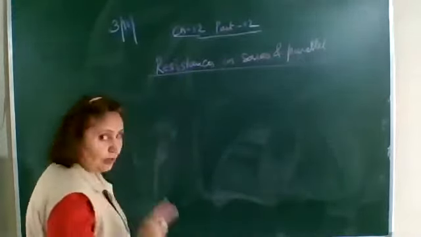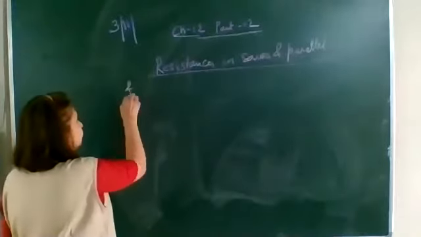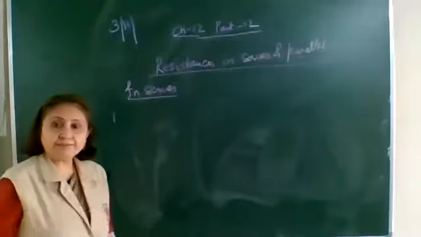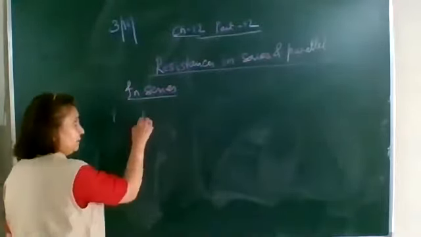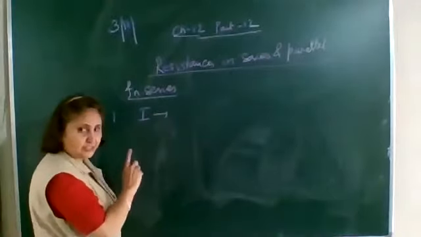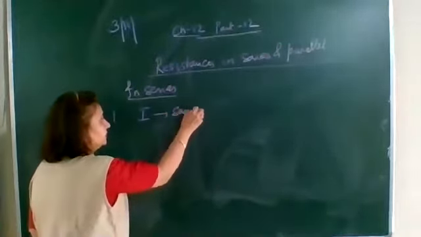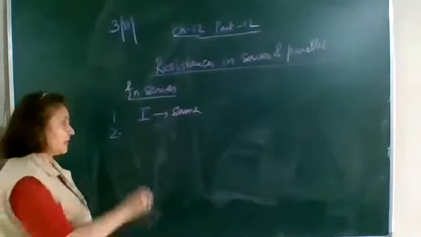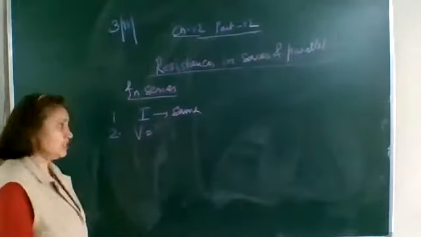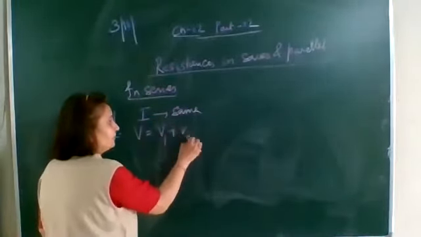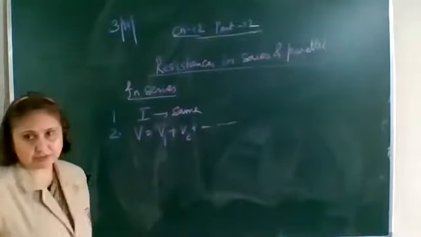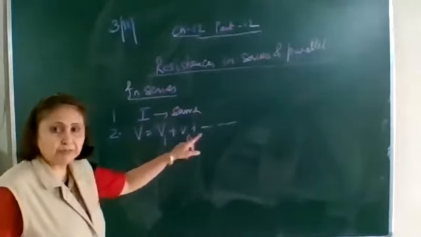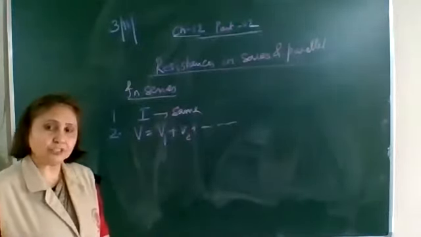So in series, 3 points to remember. The first point is the current flowing through each resistor is the same. Current through each resistor is same. Then the second is that the total potential difference which is given by the battery is equal to the sum of the potential differences across each resistor, which are developed across each resistor.